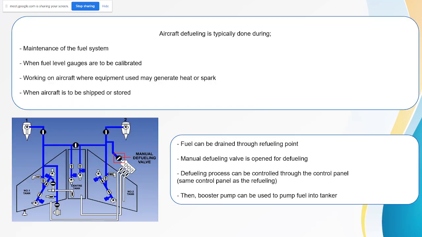So now for defueling, it is typically done before... Okay, go back to the slide.